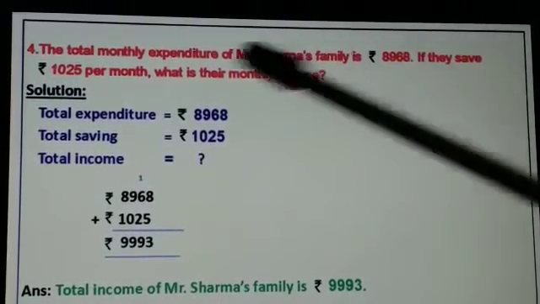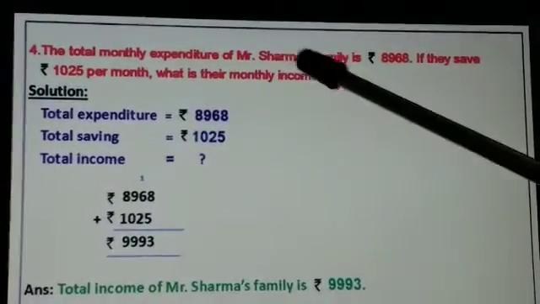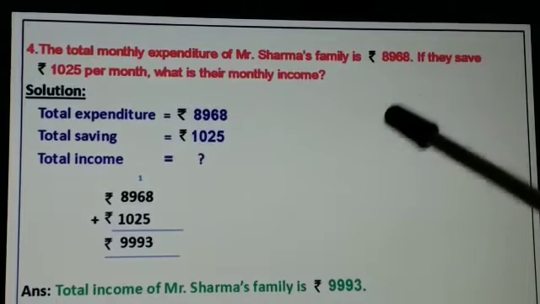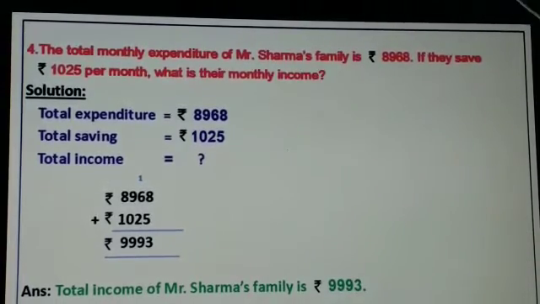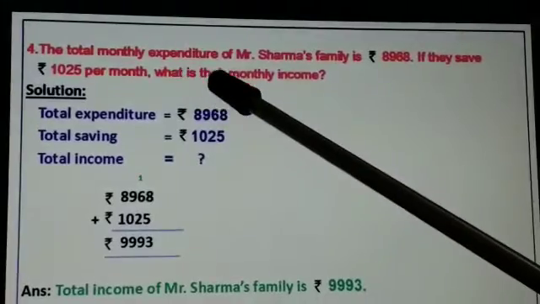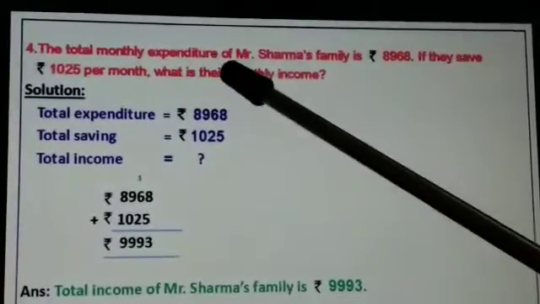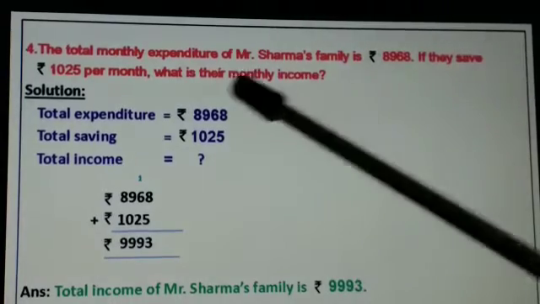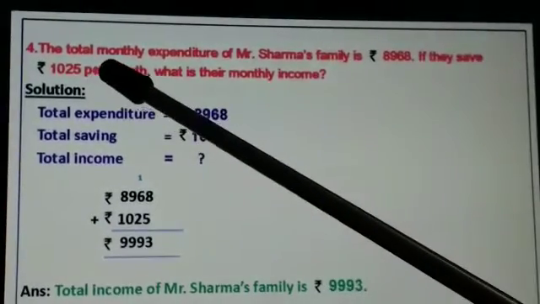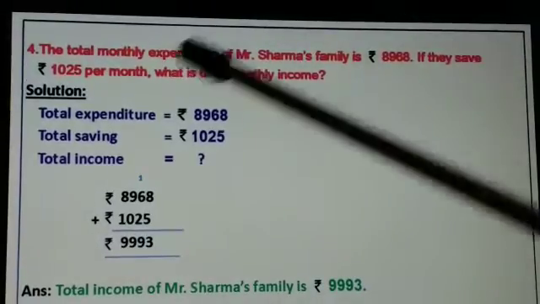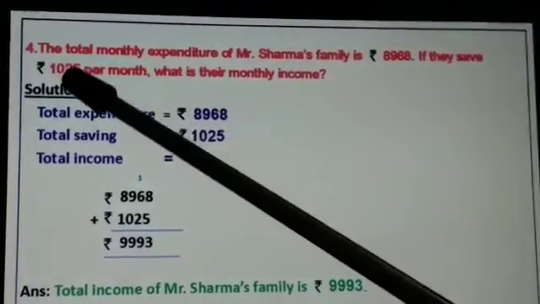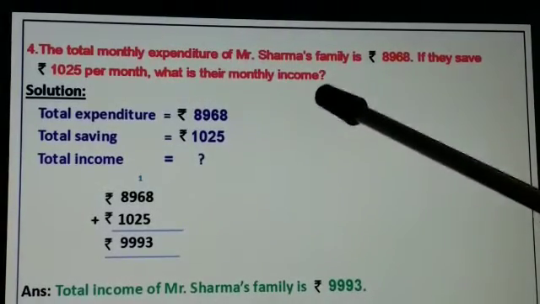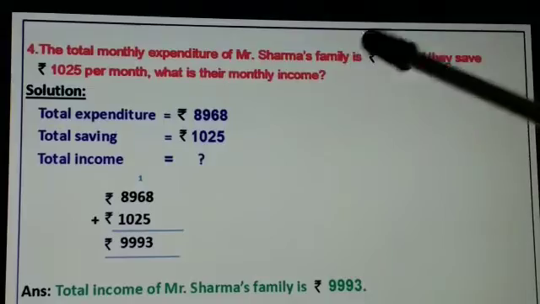Now in the next question, the total monthly expenditure of Mr. Sharma's family is rupees 8,968. Mr. Sharma की फैमिली के टोटल मंथली एक्सपेंडिचर मीन्स खर्चे, मंथली उनके खर्चे हैं रुपीज़ 8,968. If they save rupees 1,025 per month, अगर वो सेव करते हैं हर महीने रुपीज़ 1,025, then what is their monthly income? तो उनकी मंथली इनकम क्या होगी?